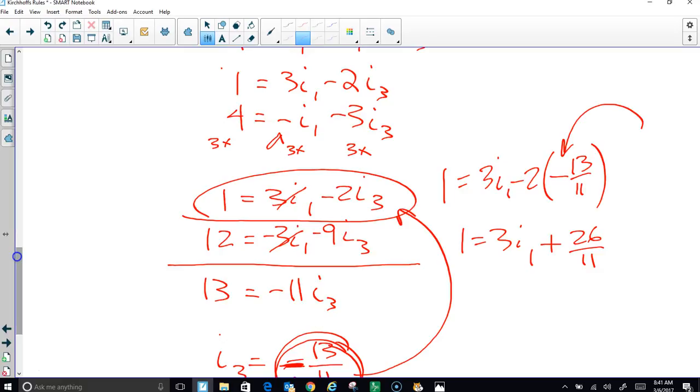So we're going to make this 1 equals 3I1 plus 26 over 11. So I'm going to subtract that. That's going to be 11 from 26 is going to be 15. So when I subtract that from both sides, I'm going to end up with 15 elevenths equals 3I1.